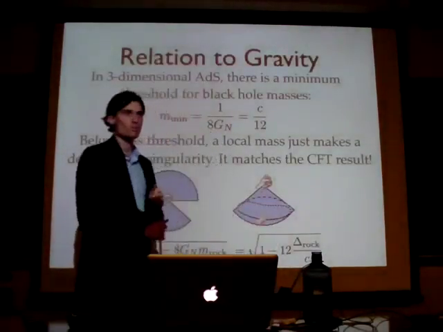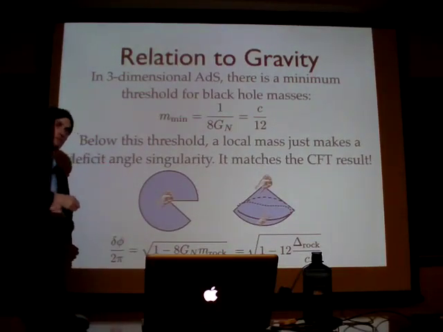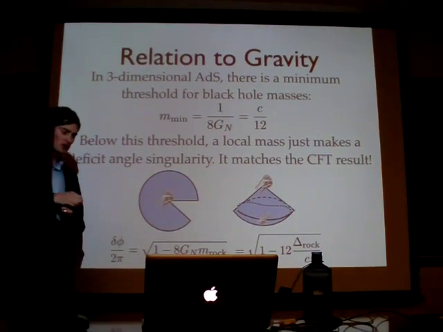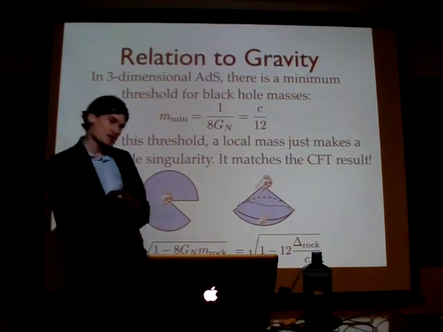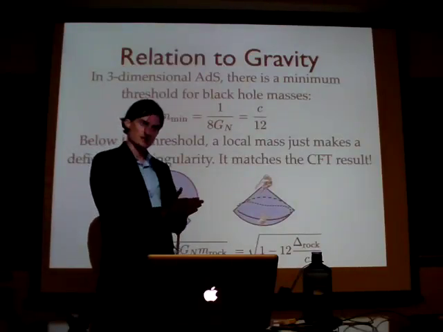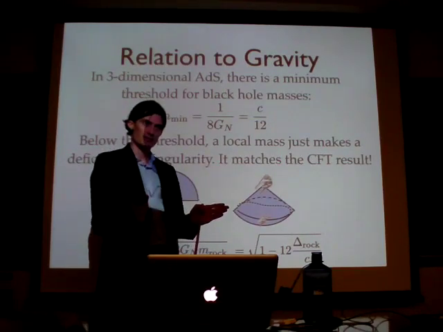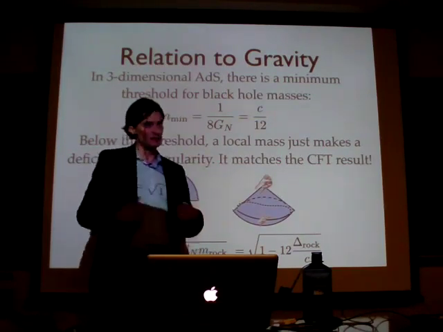That's the inequality. I'm not quite understanding the inequality. So you have to have masses below this to get a black hole mass. It's the opposite. In flat space, there are no black holes. So if you put in a point mass, you get a little deficit angle. As you increase the mass, the deficit angle gets bigger and bigger, until eventually you eat up 2 pi.